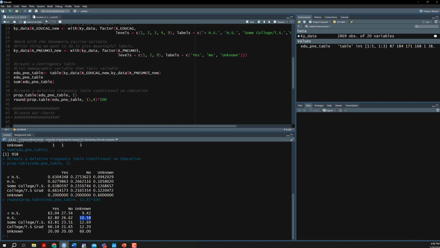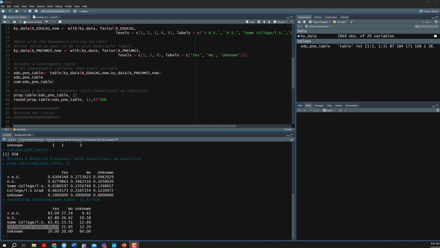The reason this is really useful for us is notice that as we look across the different levels of education, about the same percentage have received the pneumonia vaccine and about the same percentage have not. One thing we do see is a slight increase once we get to college graduates or technical school graduates. This is only a 3% increase, so whether or not this difference is due to chance, we would need what's called a hypothesis test to tell, and we're going to look at that later on in the course.